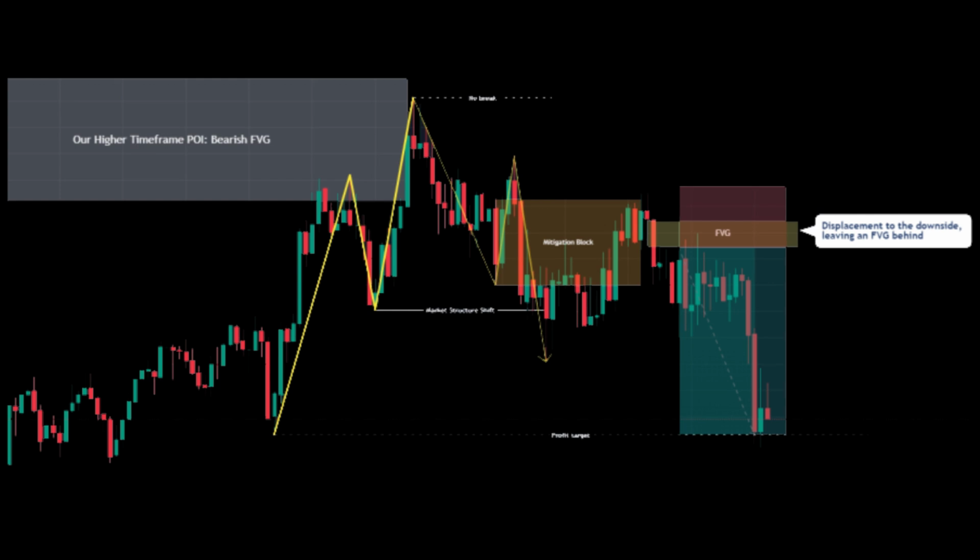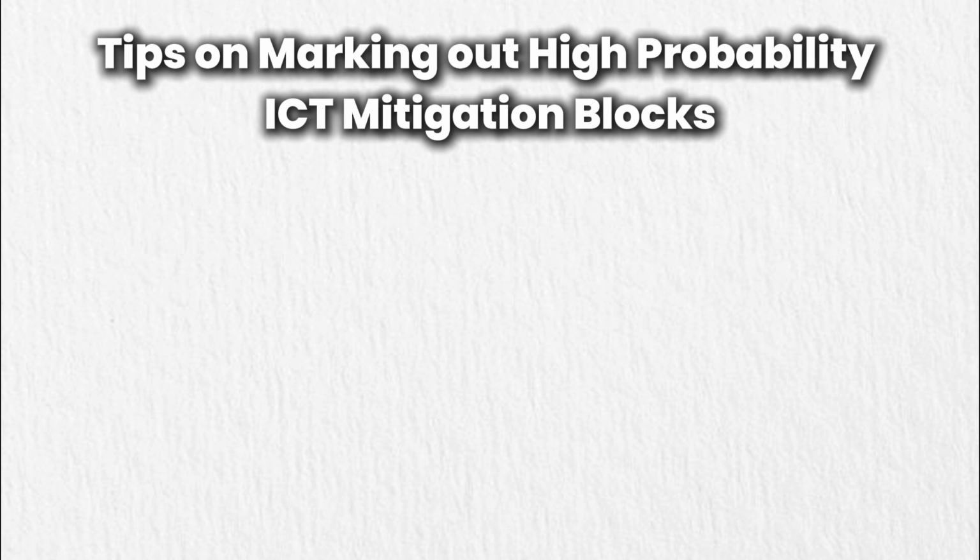This method guarantees the highest risk to reward in most cases. However, it is just as risky. In our trade example, we'll place our stop loss just above the mitigation block and our profit target at the next significant low. Tips on marking out high probability ICT mitigation blocks.